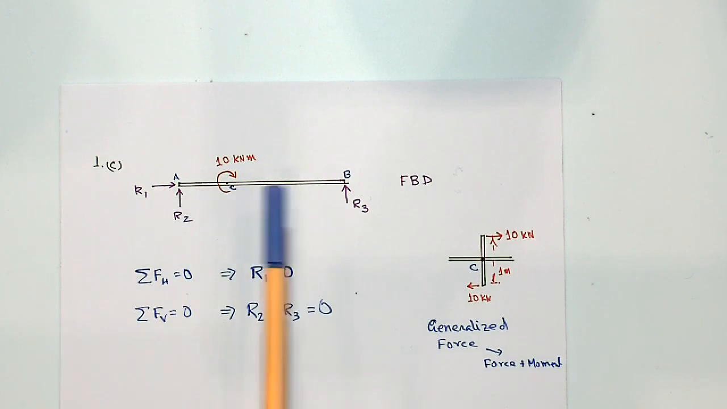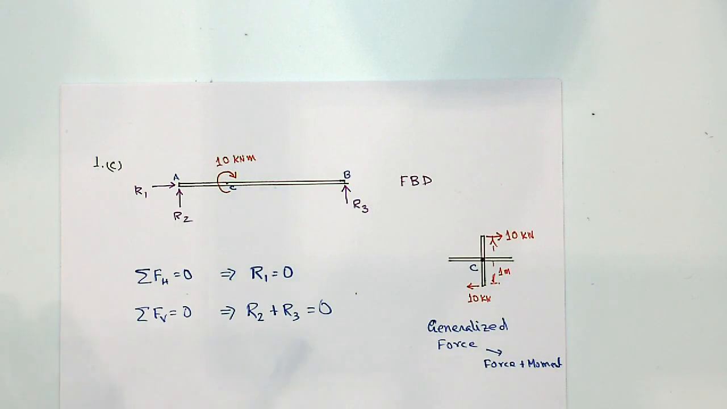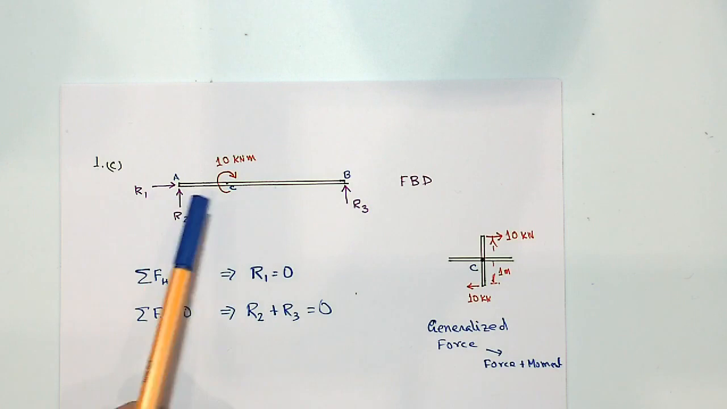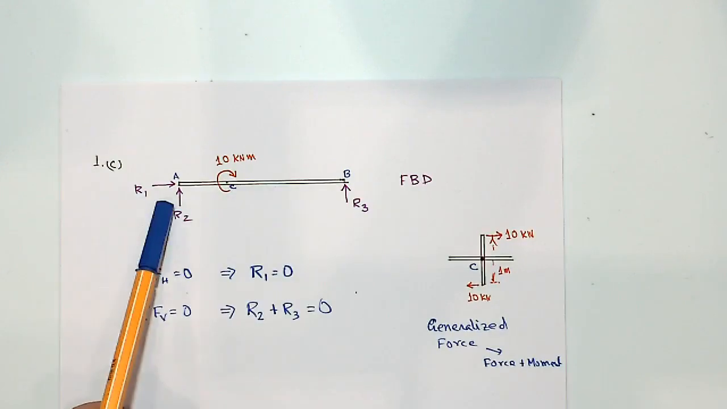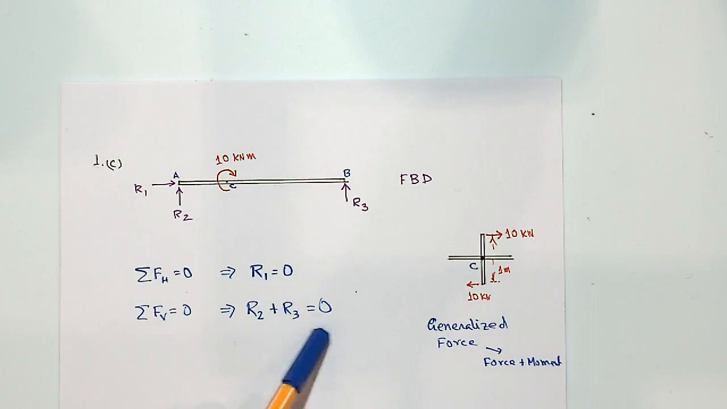So R2 plus R3 equals 0. That means either both of them are 0 or one of them has to be equal and opposite to the other. So it could be 5 and minus 5, or minus 10 and plus 10, or they are both 0. These are the only possibilities. So R2 is equal to minus R3.